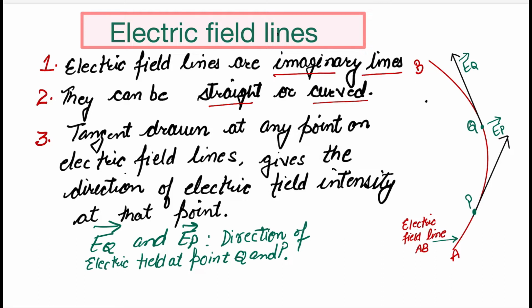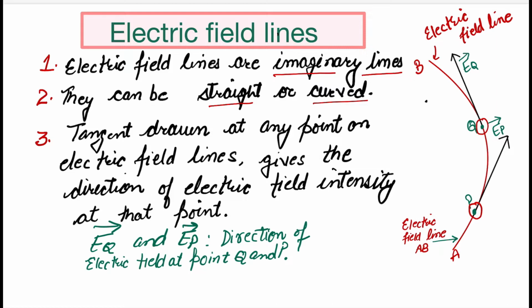Here in this figure we have drawn our electric field line. This is our electric field line in red color. It is a curved line. As you can see, it's not a straight one, it's a curved line. We have chosen a point P on this line and drawn a tangent corresponding to it. Then we choose a point Q on this line and the tangent is EQ.